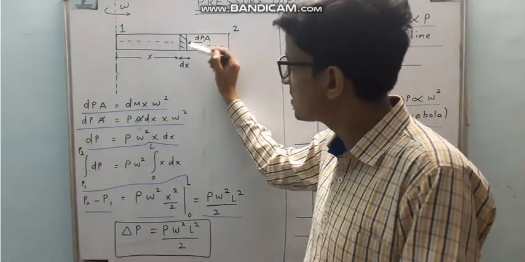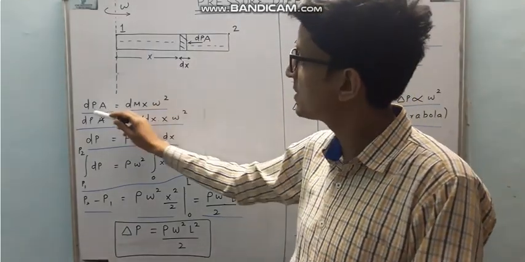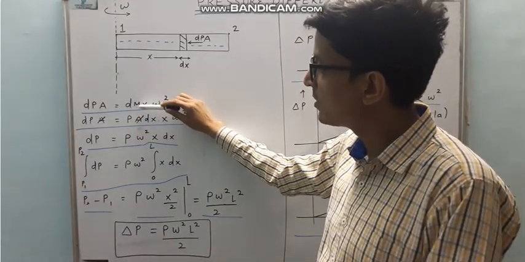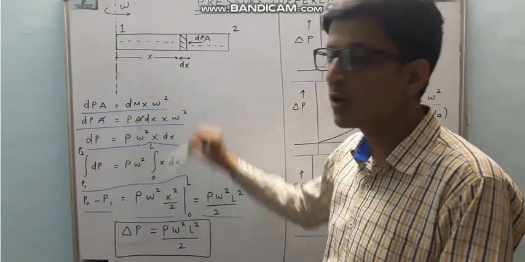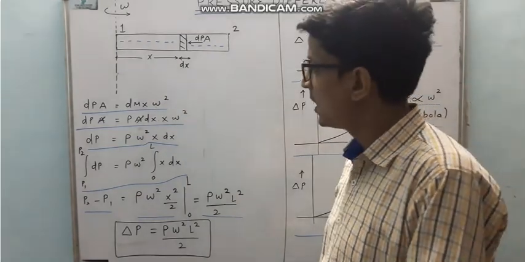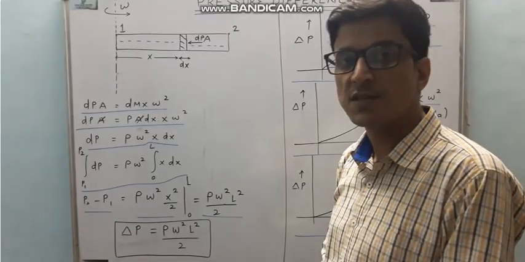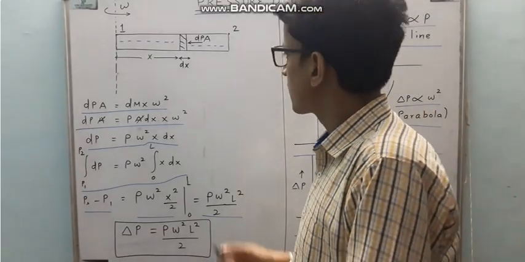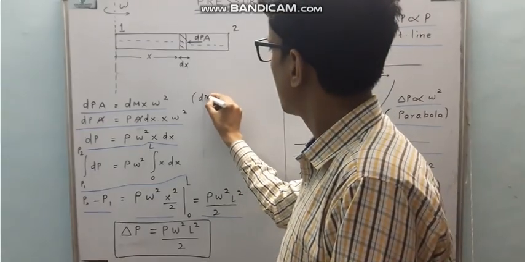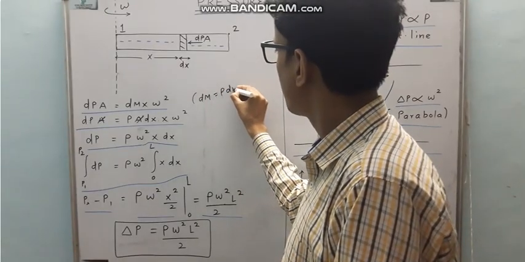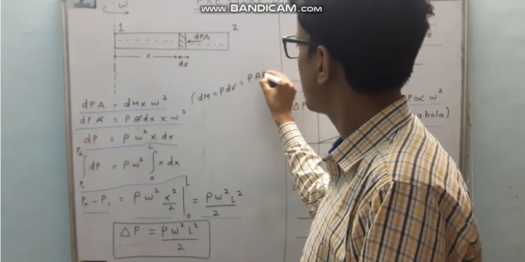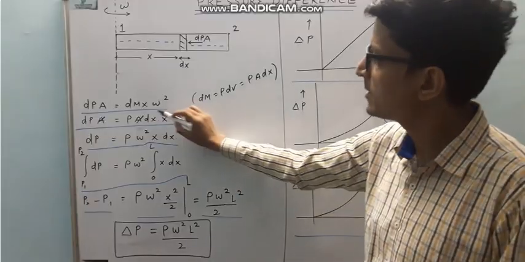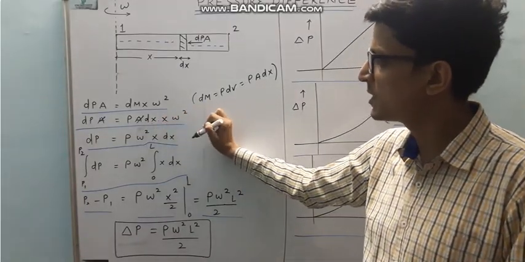So suppose dP is the pressure difference, then we have force as dP into A, and it will provide the centripetal force, so that will be equal to dm x omega square, as m r omega square is the centripetal force. Here mass is dm, radius is x, and omega is omega obviously. Now dm can be written as density into volume, and volume can be written as area into length. So using this expression we can write dm is equal to rho A dx.